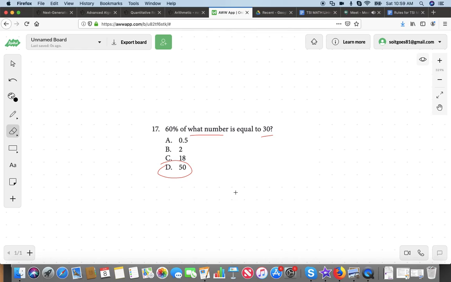Look at A. 60% of 0.5 is going to be less than 0.5. Gone. 60% of 2 is going to be less than 2. It's not going to give you 30. Answer choice C, 60% of 18 is going to be less than 18, close to half of 18, like 9 or 10. It's not going to give you 30. But when you're just kind of feeling it, 50% of 60 would be 30. So it's going to be something close to 60, which is D, and it is.